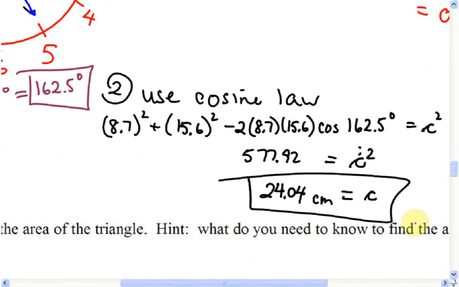Okay. Ladies and gentlemen. I made it too big. Is that better?